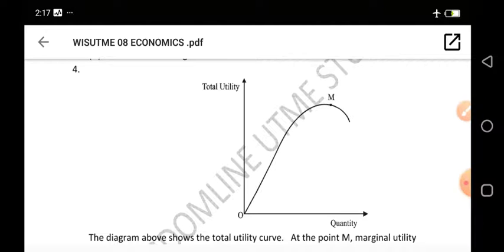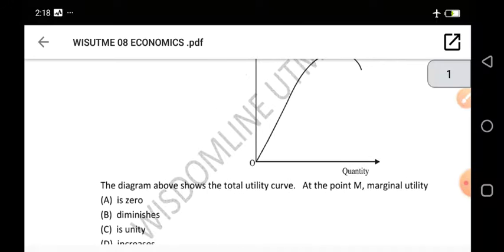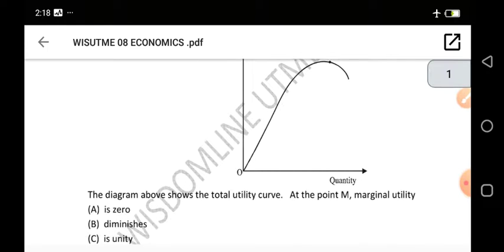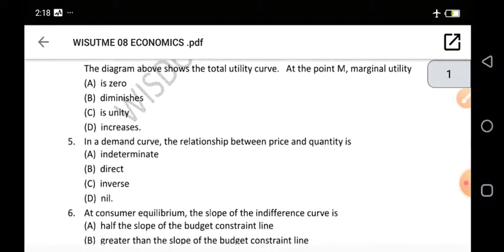So you see that here consumption is increasing until it gets to that point, and at that point your marginal utility is at zero. So the answer is A. The answer to that question is A, where your marginal utility is at zero. That will take us to question 5.